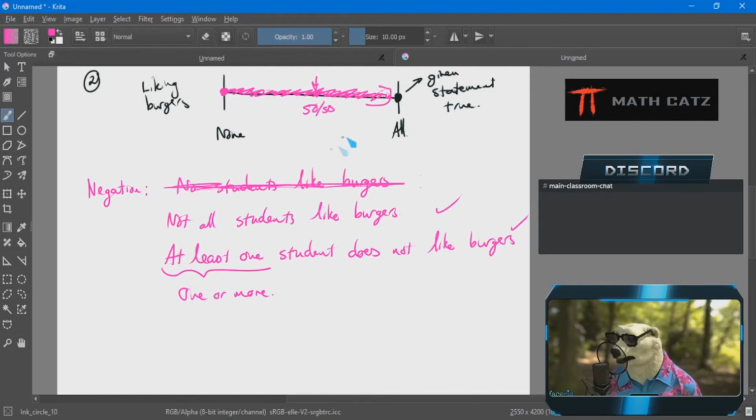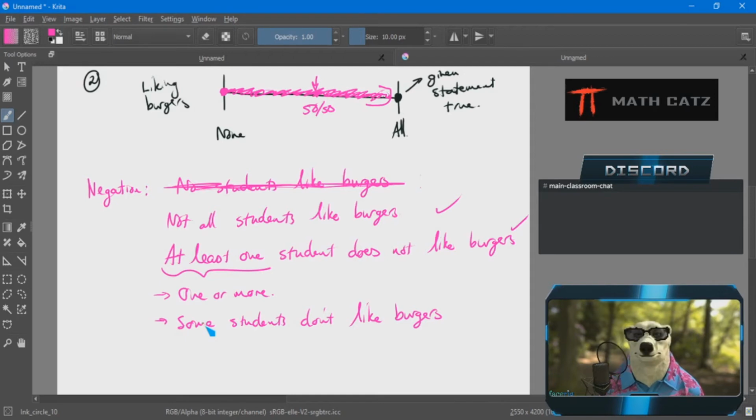As long as I have one not liking, I need to step away from the black dot, not jump all the way to just the other extreme. We'll also say maybe some students don't like burgers. In some situations, people want to use the word some.